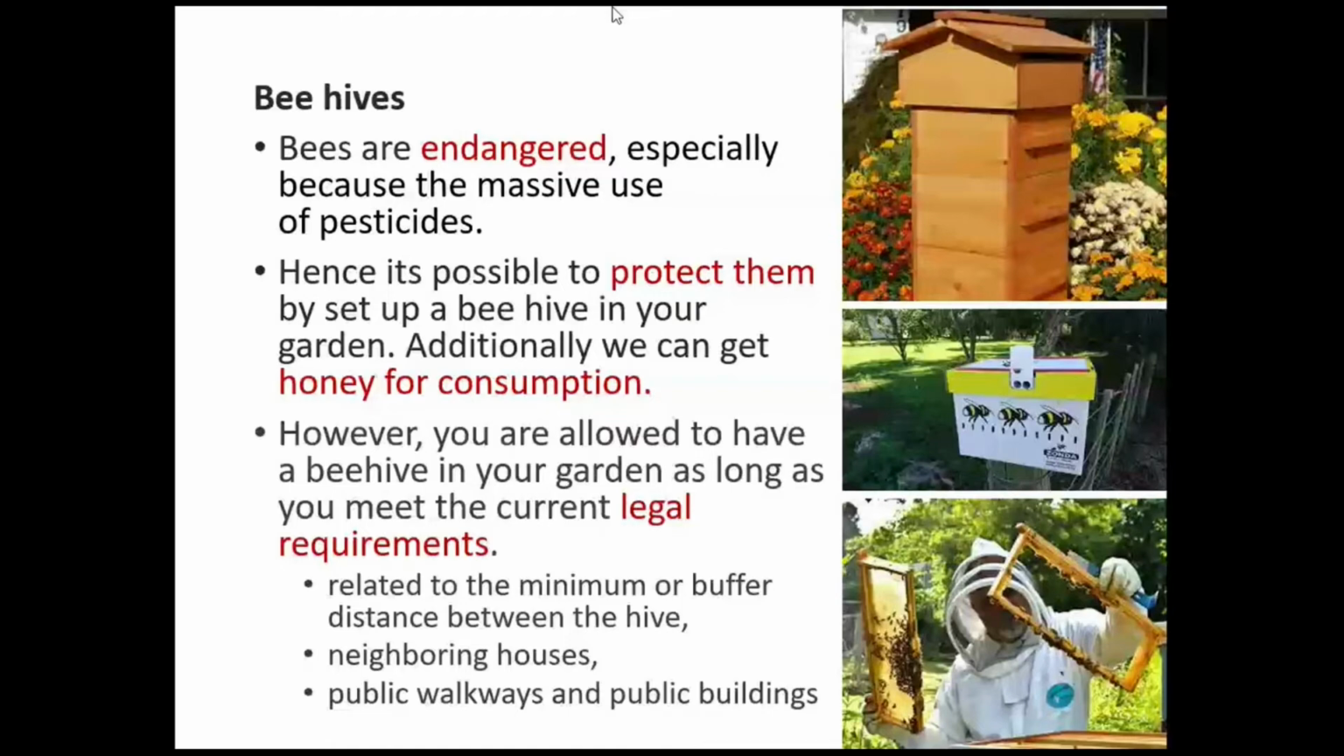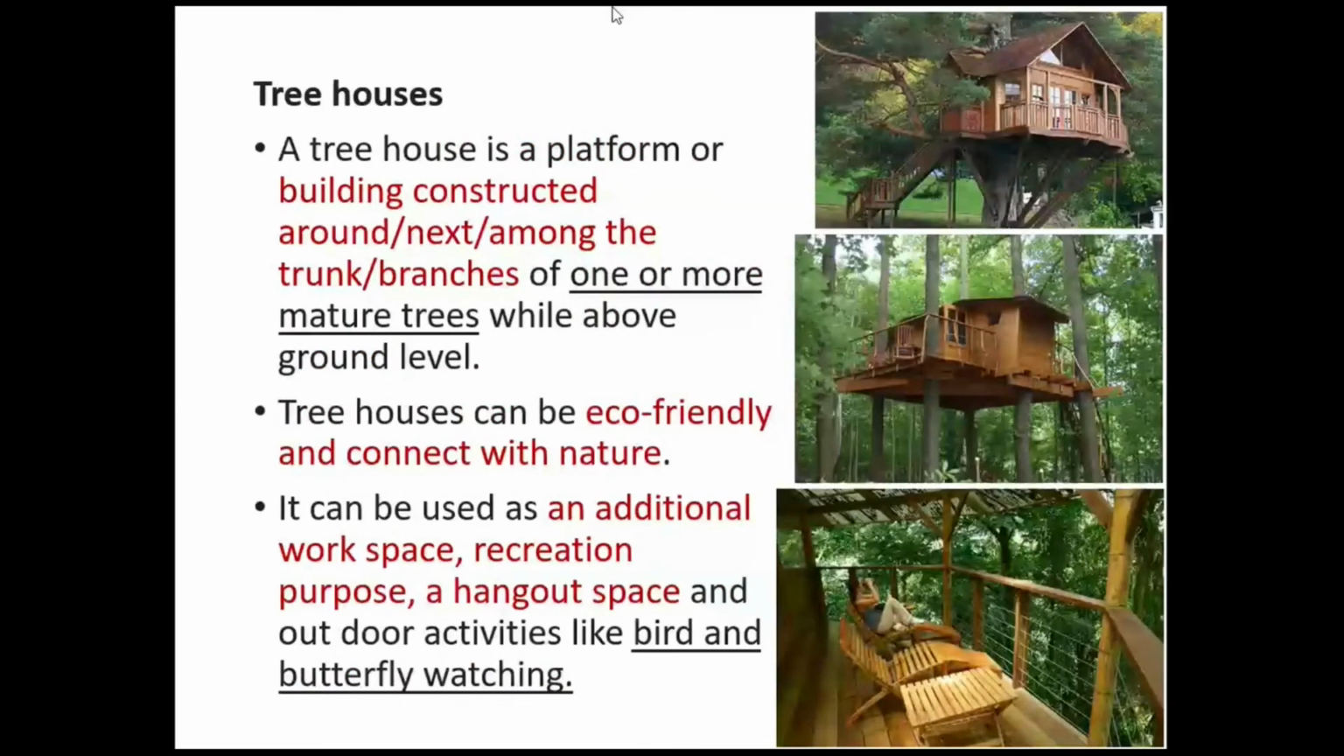Then another supporting structure you can keep in the garden is a tree house. If you have a relatively big garden, and a nice big tree, or two or three normal trees in the vicinity of each other, you can build a tree house. A tree house is a platform or a building constructed along the trunk or branches of one tree or more trees. You can see in the top picture, they have built one tree house on one tree. In the second picture, 3-4 trees are combined together to build one tree house.